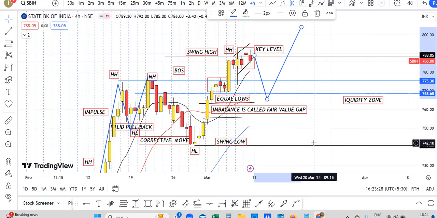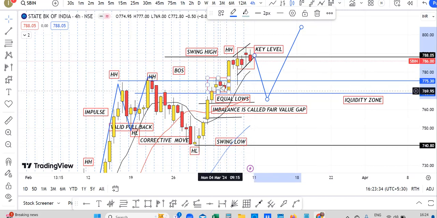And around the key level, we are seeing the order block. This can also be an order block, this area. So already price has come and penetrated over here and it has taken liquidity.